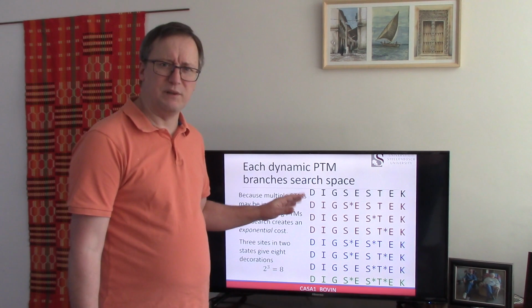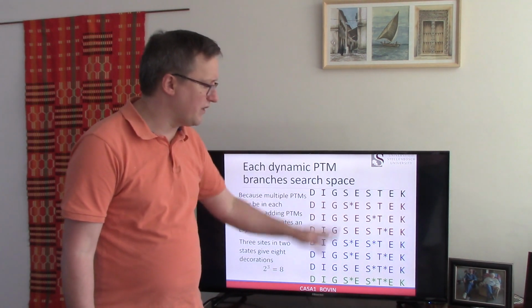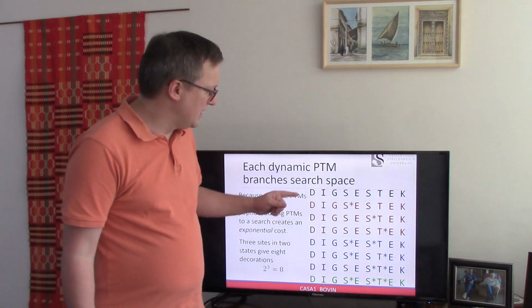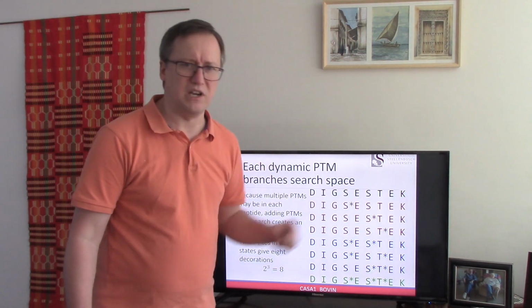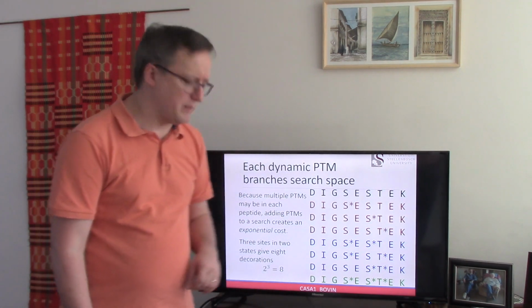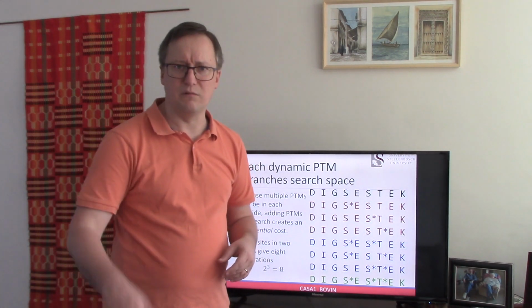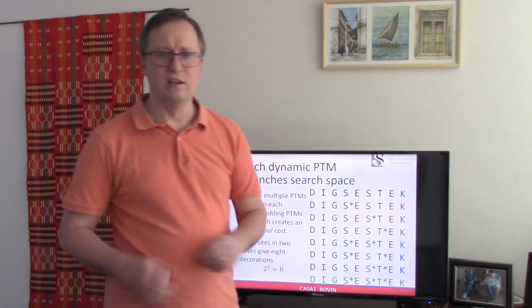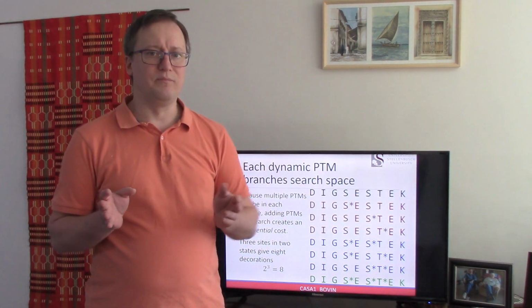I believe people have seen this slide if they saw the protein identification one, but I want to walk through it a little bit. Imagine that we have this peptide in the sequence database. In this case, it's from alpha-casein in cow's milk. So we see that DIGSESTEK looks like a perfectly ordinary peptide.